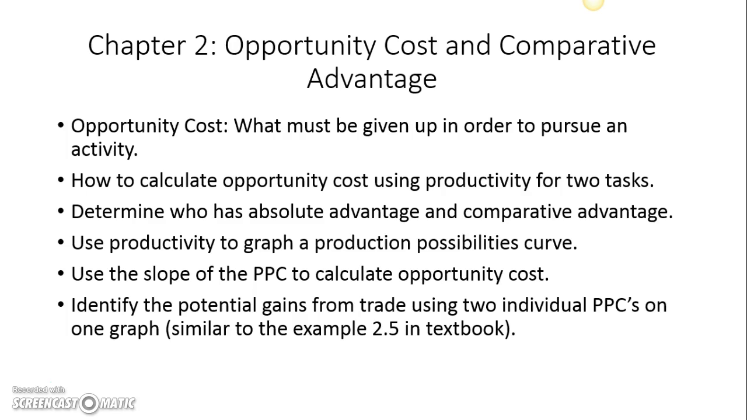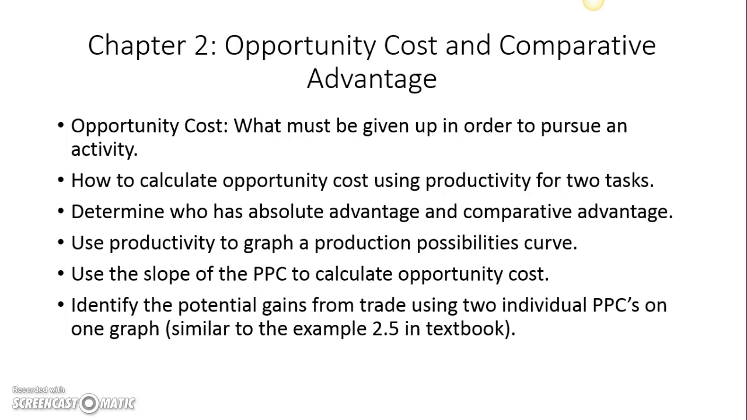We also use that information to determine who had comparative advantage. Remember, absolute advantage is just who can do the most in the shortest amount of time. Comparative advantage has to do with opportunity cost and who can do the task with the lowest opportunity cost. And remember, only one person can have comparative advantage in one task. So if someone has comparative advantage in one, that means the other person must have comparative advantage in the other.